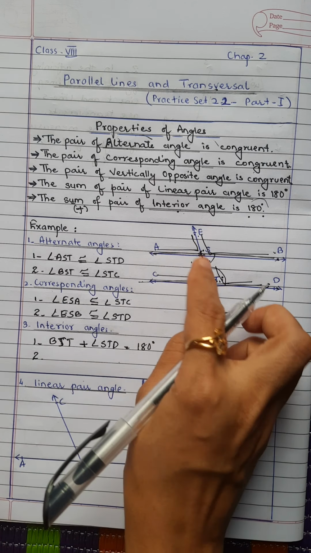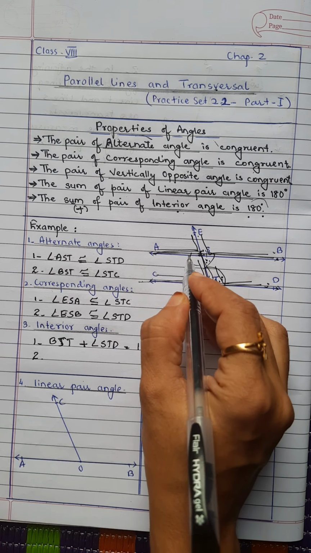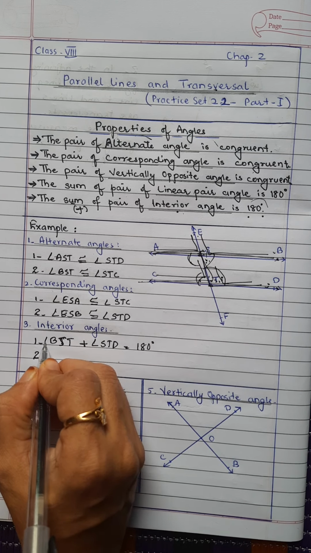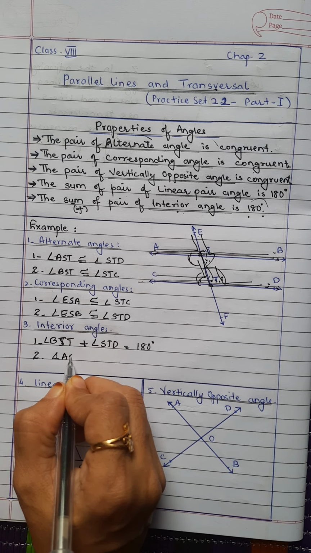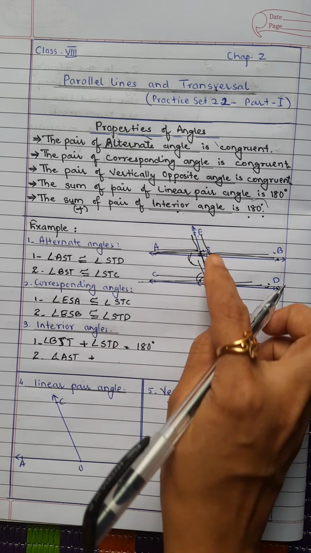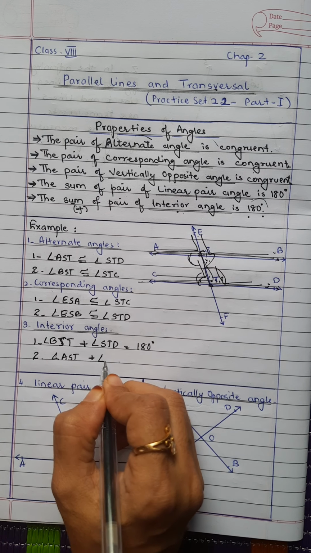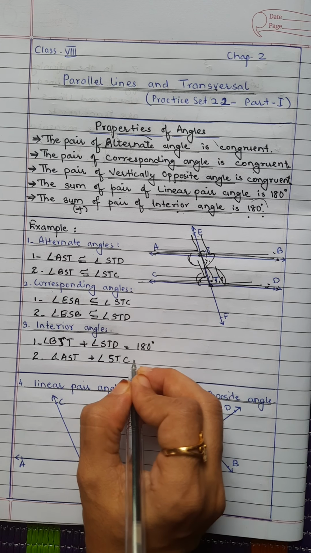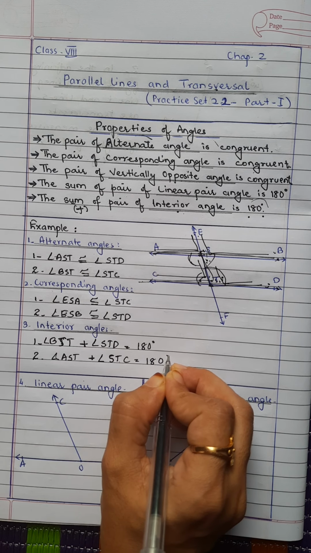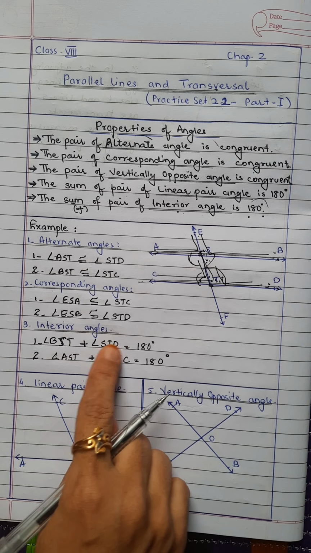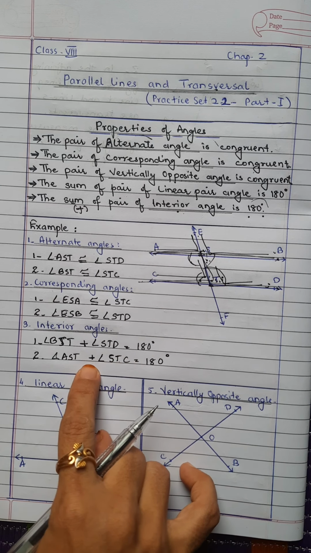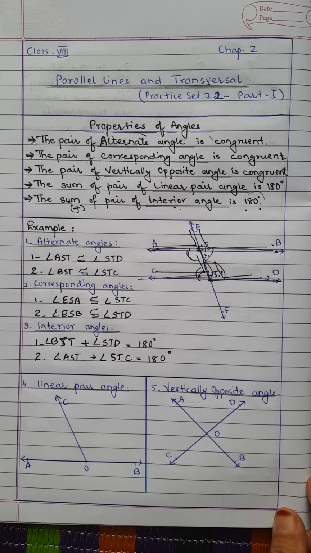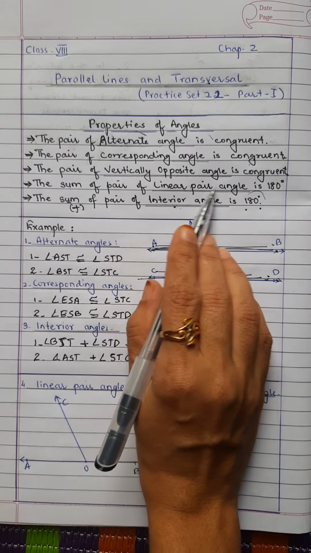The second example, from this side, these two are interior angles. Angle AST plus angle STC will be equal to 180 degrees. So both were pairs of interior angles, and the sum of it is 180 degrees, which is called supplementary.